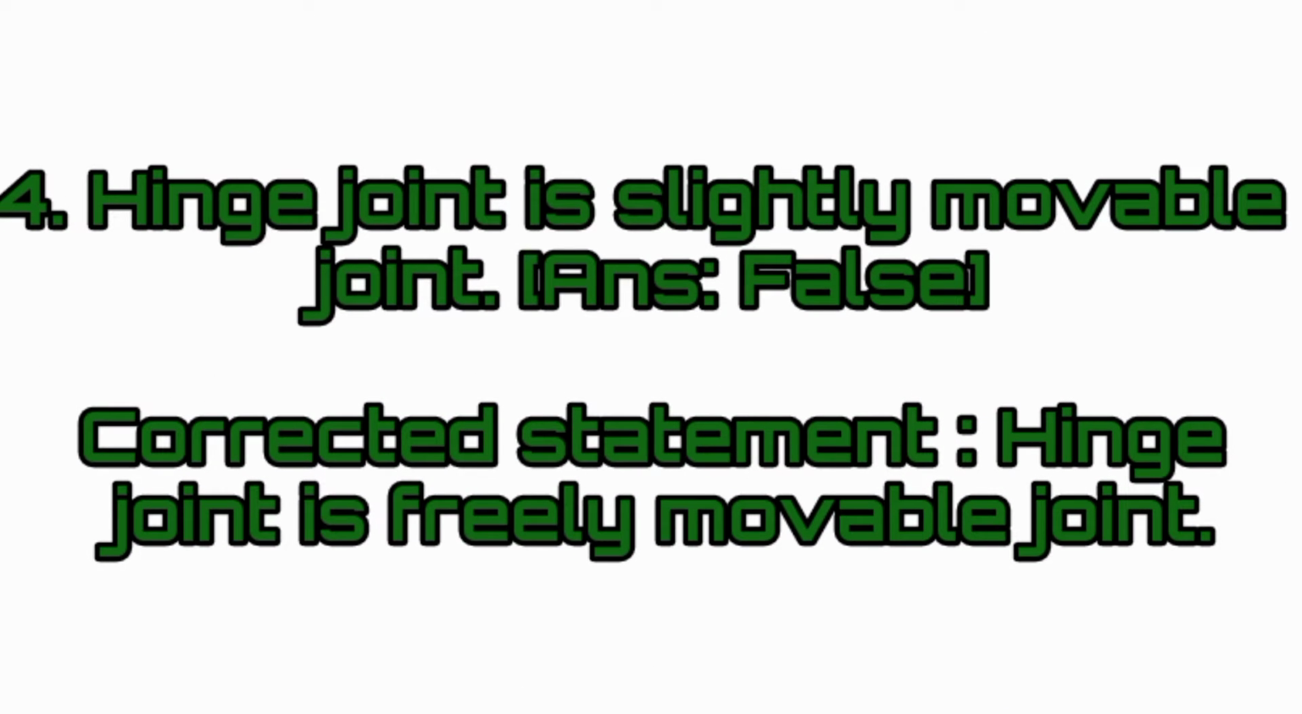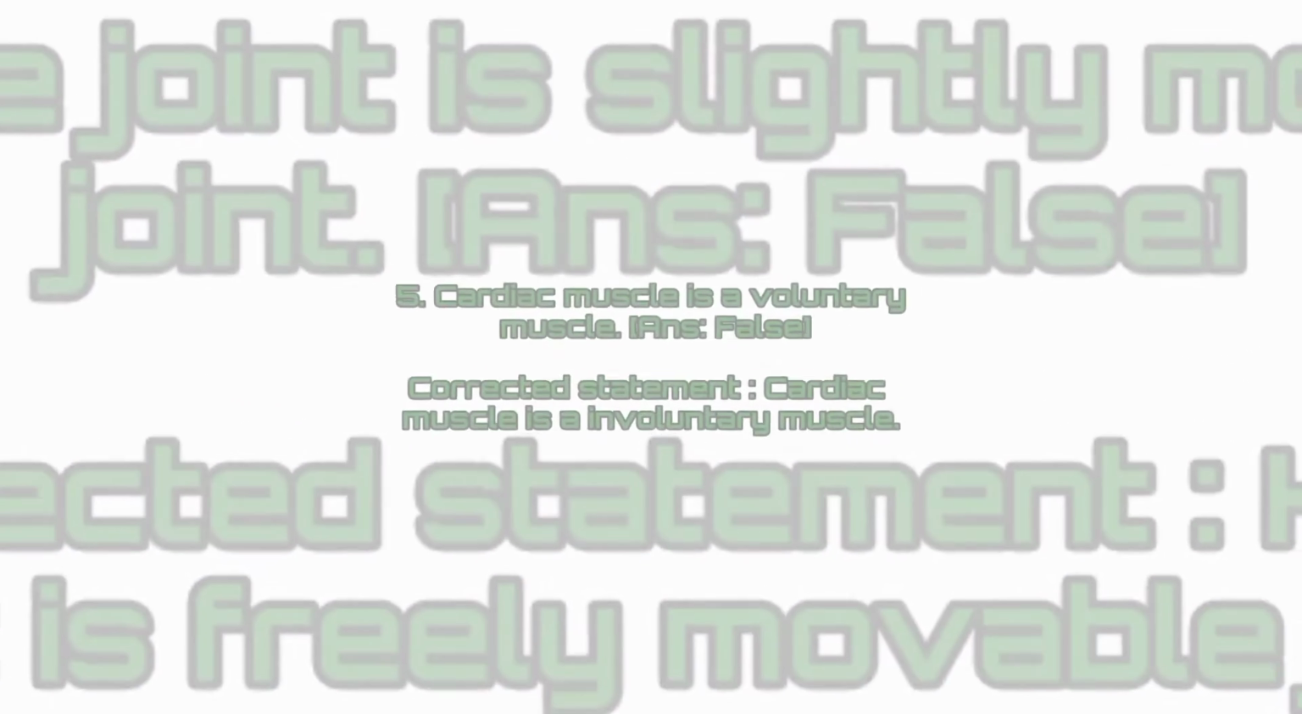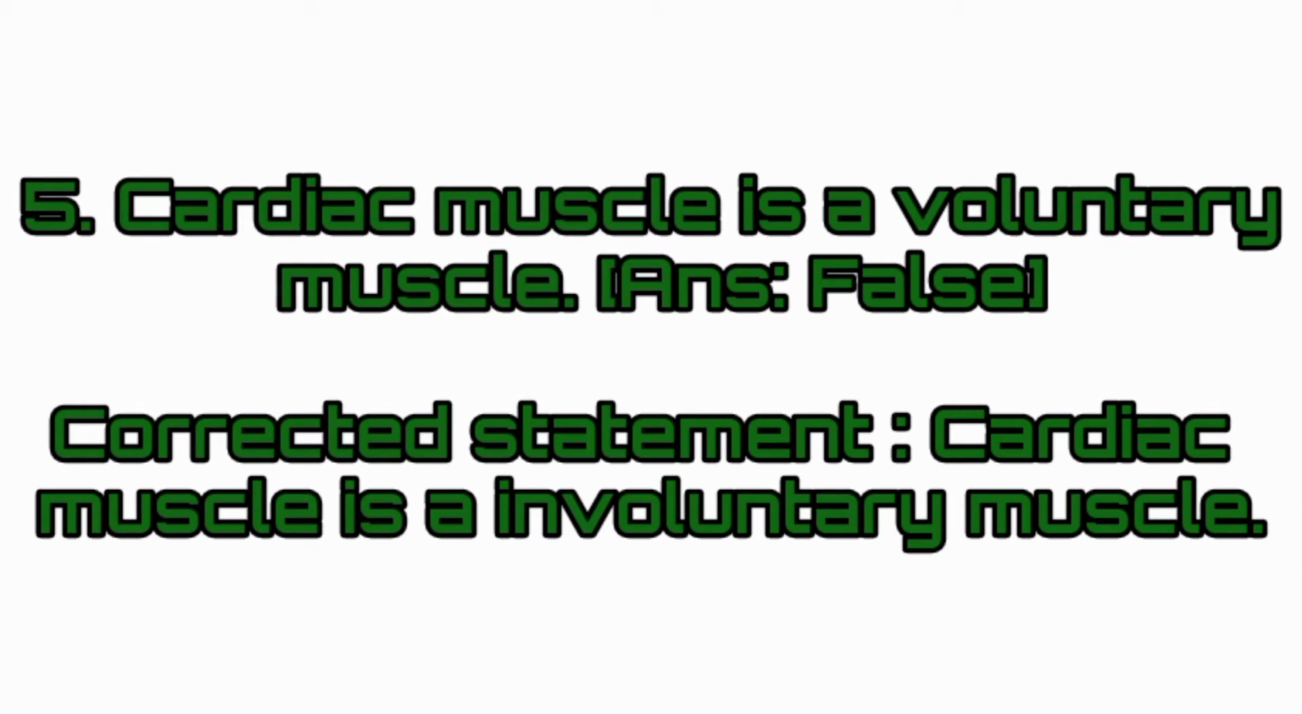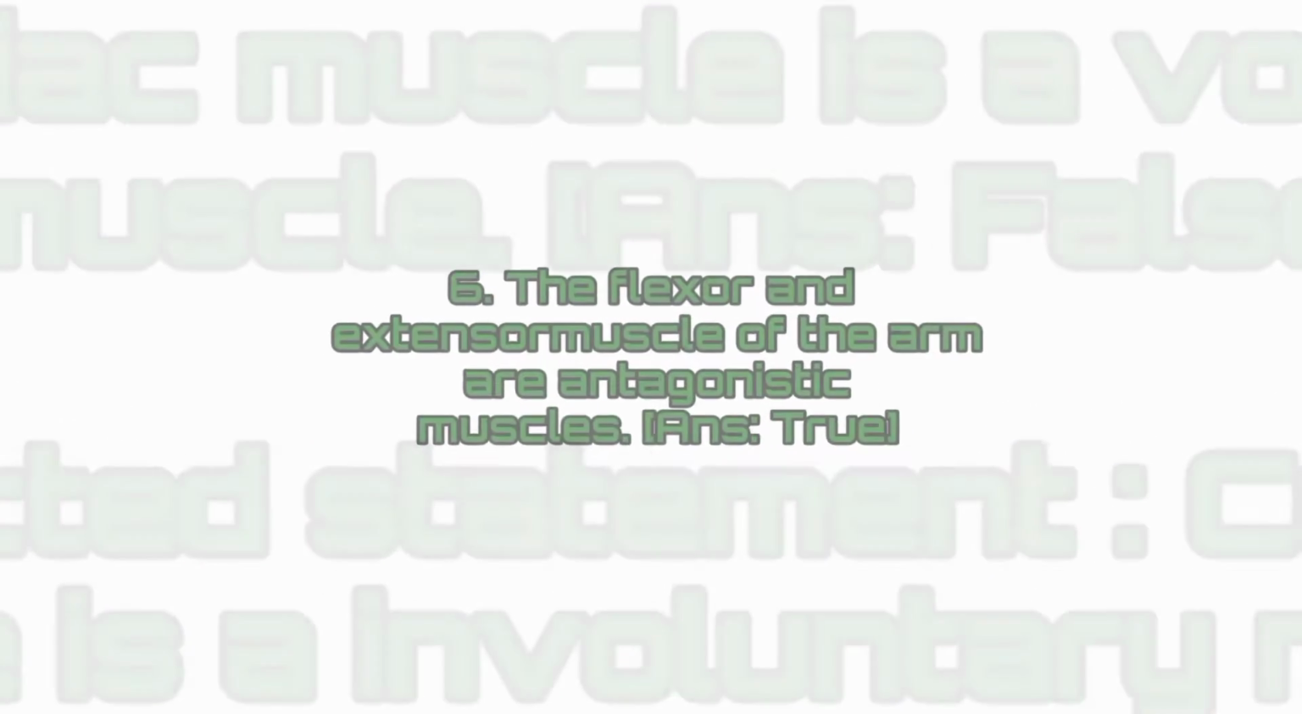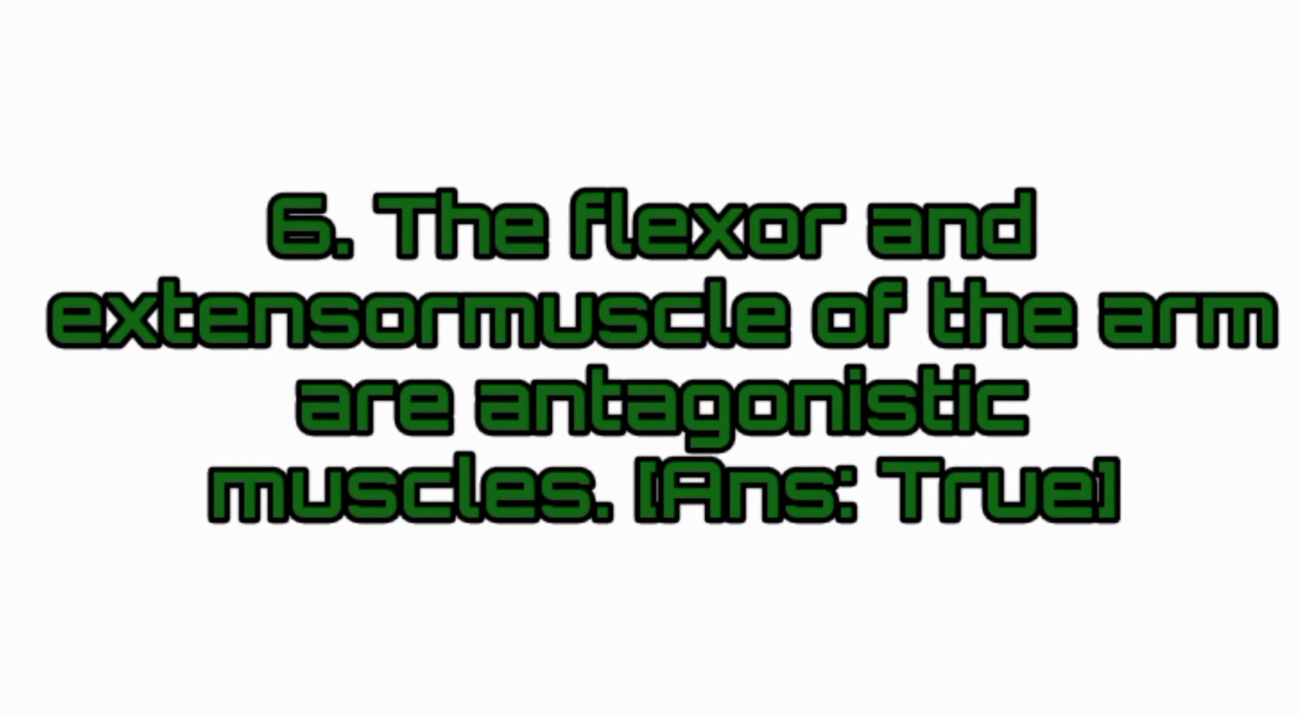Hinge joint is slightly movable joint. Answer: false. The correct statement is, hinge joint is freely movable joint. Cardiac muscle is a voluntary muscle. Answer: false. Cardiac muscle is an involuntary muscle. The flexor and extensor muscle of the arm are antagonistic muscles. Answer: true.